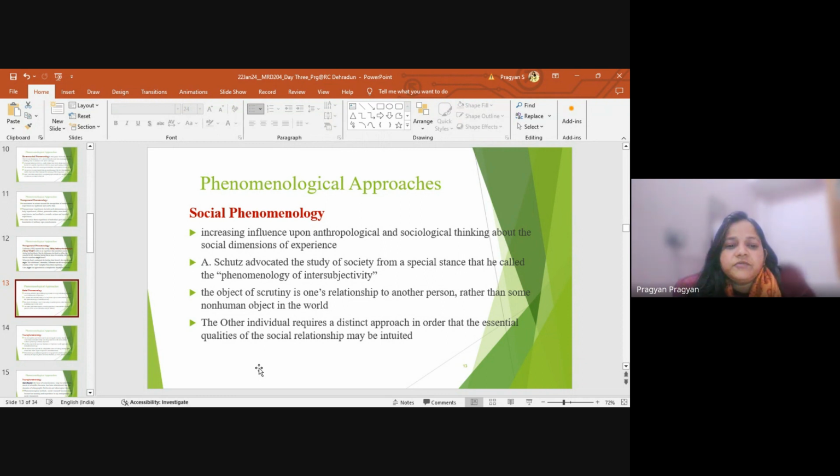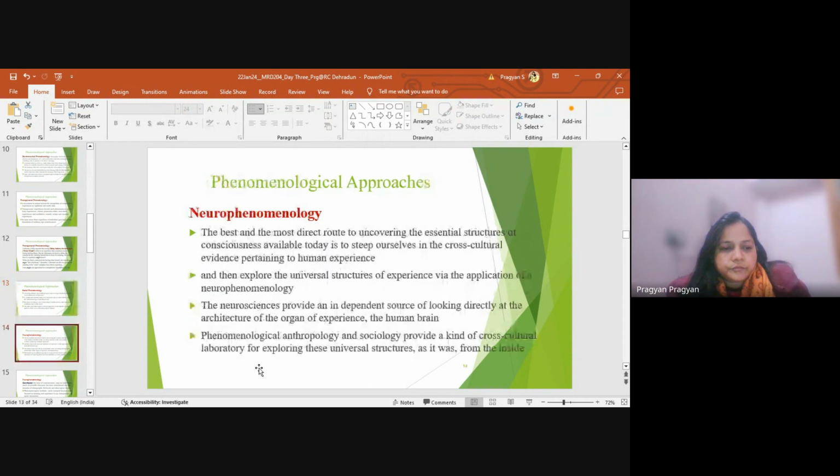And what are the key factors behind this? So, social phenomenology is basically the anthropological, or you may call it the sociological, dimension of a phenomenological perspective. Then let's talk about another perspective which is much more prominent and much more popular in anthropology, which is neurophenomenology.